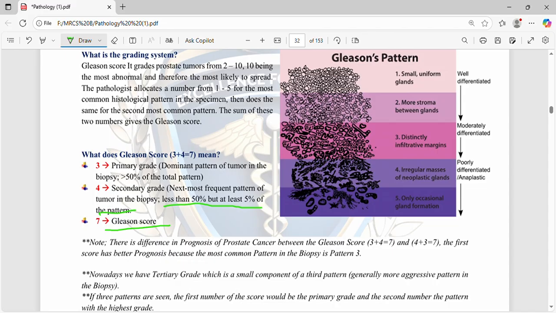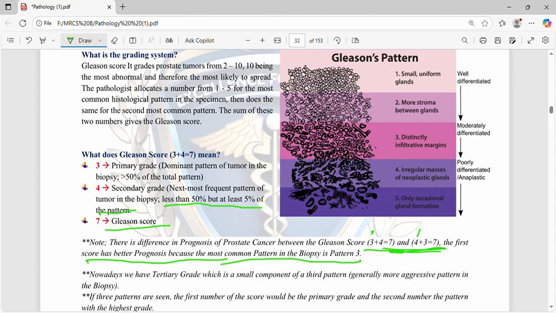Okay. So there is a difference in prognosis of prostate cancer between Gleason score 3 plus 4 equals 7 and 4 plus 3 equals 7, because the most common here will be 4 and the most common here will be 3. So there is a difference between these two. The first score has a better prognosis because the most common pattern in the biopsy is pattern 3.